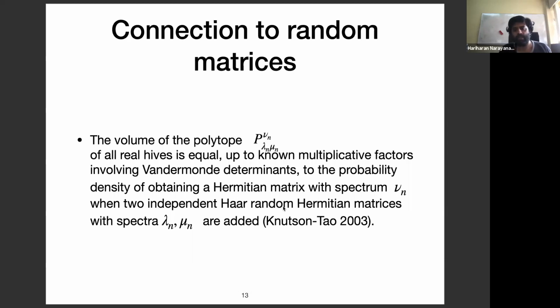So here I'm reiterating the connection to random matrices and the volume of the polytope. This is specifically stated in the paper of Knutson and Tao. The volume of the polytope P of lambda, mu and nu n above the pink diagonal, that's a polytope of all real hives, is equal, up to known multiplicative factors involving Vandermonde determinants, to the probability density of obtaining a Hermitian matrix with spectrum nu n when two independent Haar random Hermitian matrices with spectrum lambda n and mu n are added. These Vandermonde determinants are the weighting factors that come from the part below the diagonal.